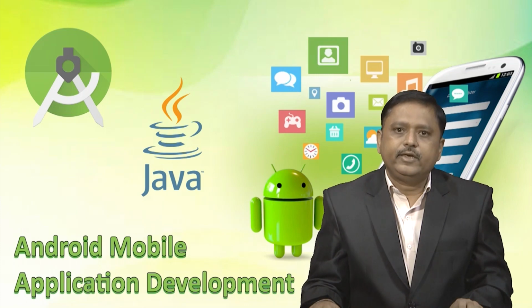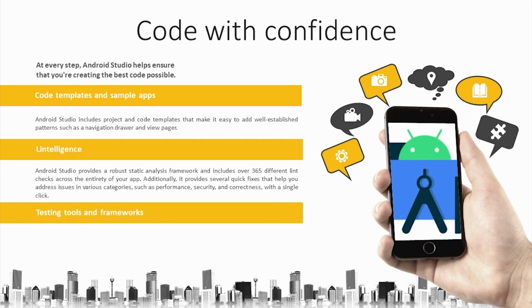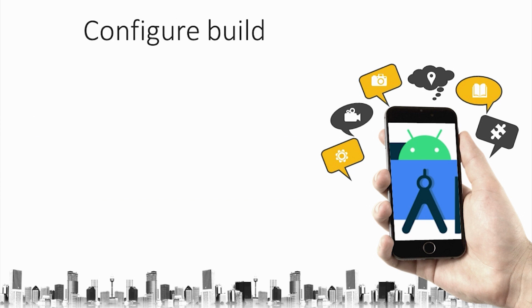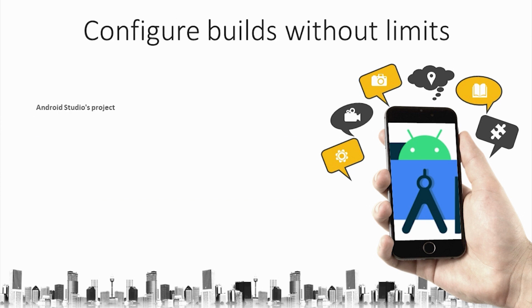Another feature is testing tools and frameworks. Android Studio provides extensive tools to help you test your Android apps with JUnit 4 and functional user interface test frameworks. With Espresso Test Recorder, you can generate user interface test code by recording your interaction with the app on a device or emulator. You can run your test on a device, an emulator, a continuous integration environment, or in a Firebase test lab. Another feature is you can configure build without any limits.